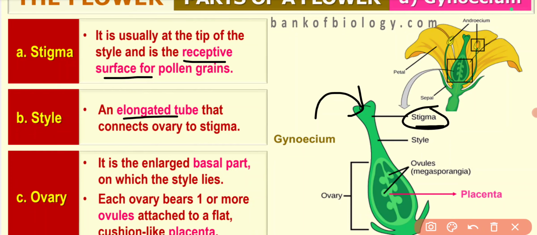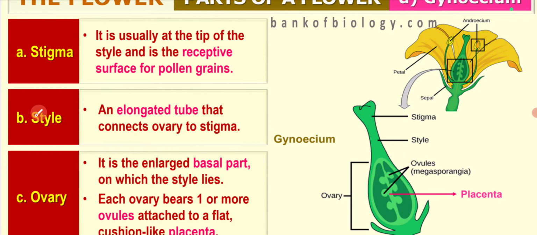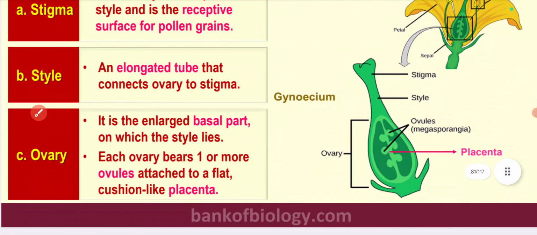Style is an elongated tube that connects the ovary to the stigma. It is called style, and in the style the pollen tube grows inside. And ovary is the enlarged basal part on which the style lies. Basal means lower part on which the style lies. Each ovary bears one or more ovules attached to a flat cushion-like placenta. One or more ovules are present in the ovary.